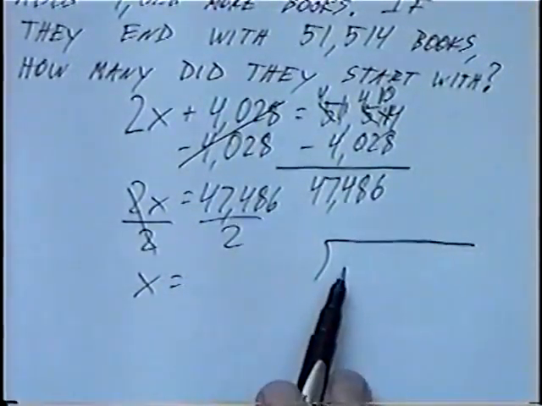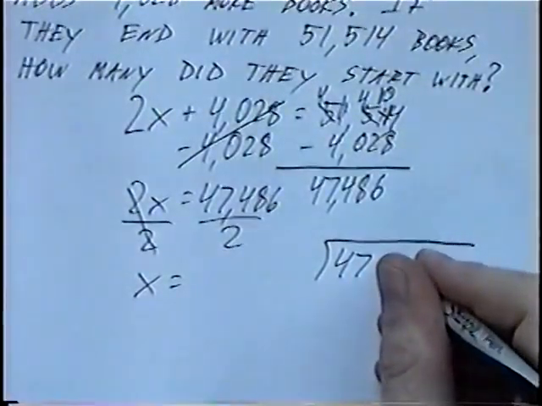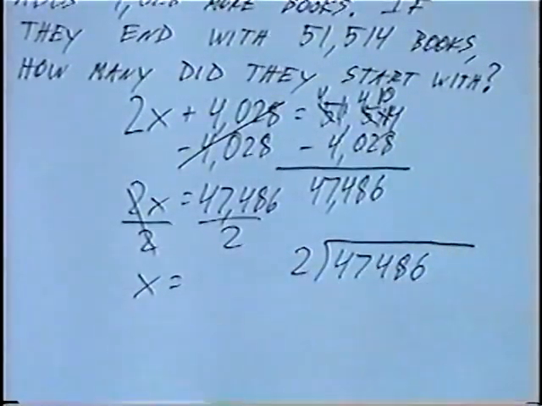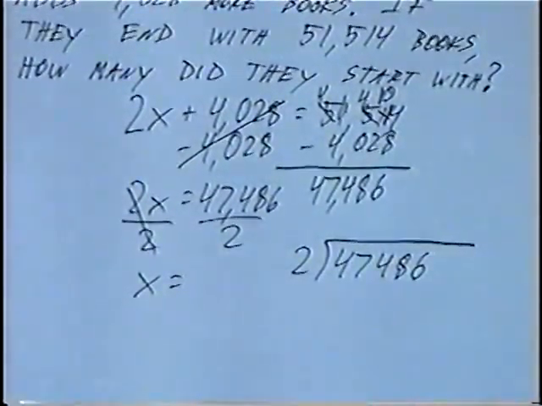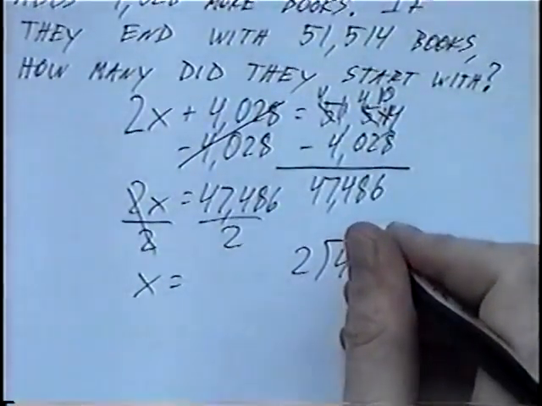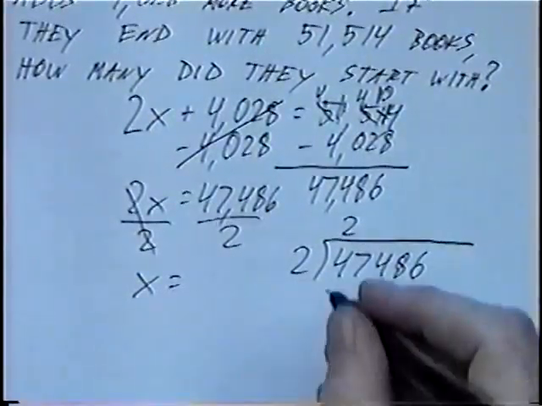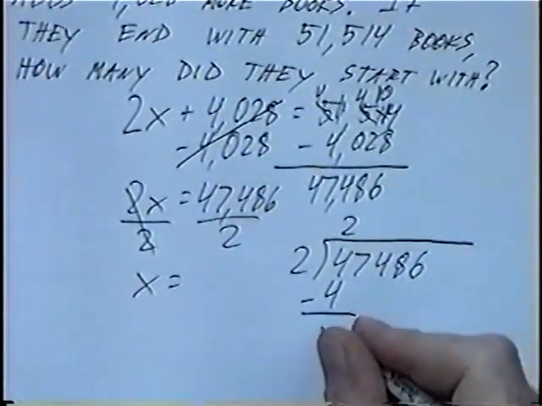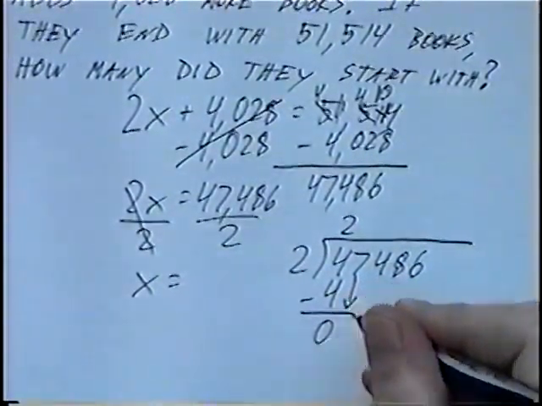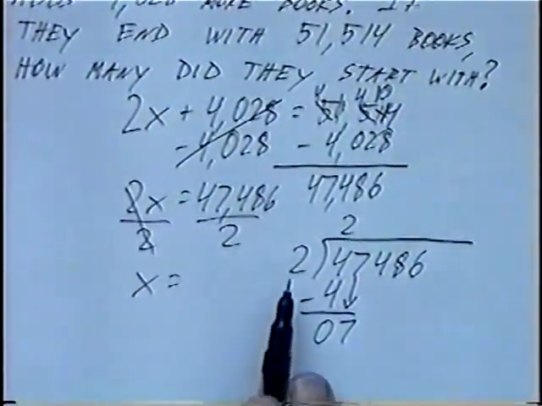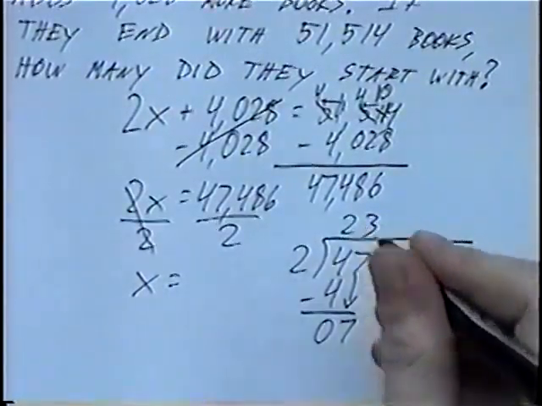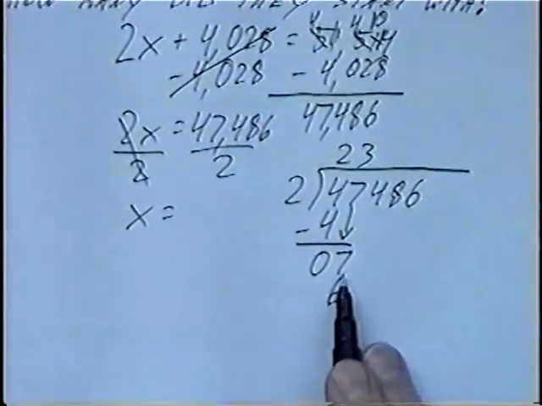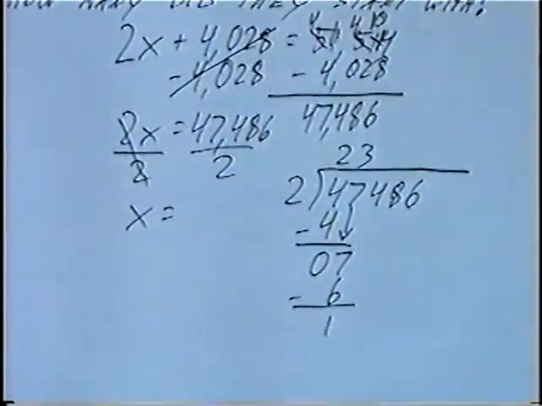The top number or numerator we'll put inside the long division sign, 47,486, and the number 2 we're dividing by, or the denominator, goes outside the dividing sign. 2 goes in the 4 2 times, so put that above the 4. 2 times 2 would be 4, and when you divide, we'll subtract the numbers. 4 minus 4 would be 0, and then we'll bring the next number down, which is 7. 2 into 7 would be 3. 3 times 2 would be 6. And 7 minus 6 would be 1.